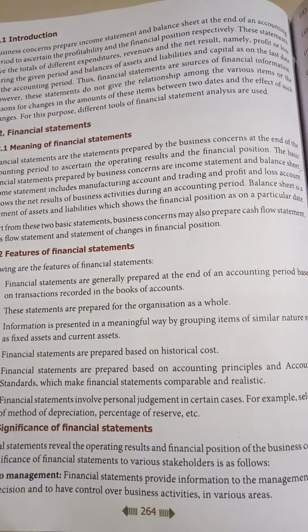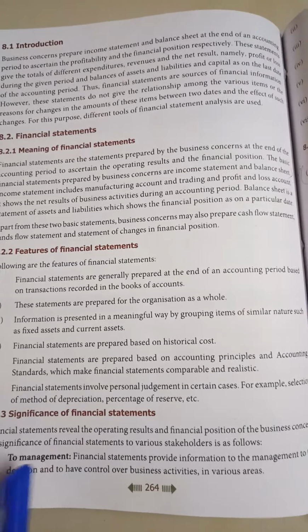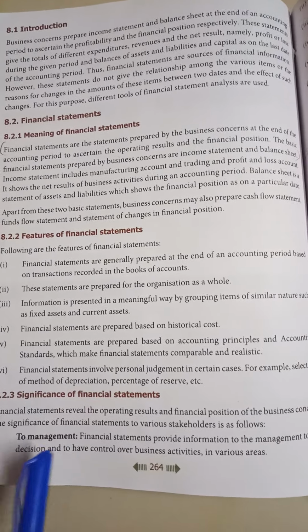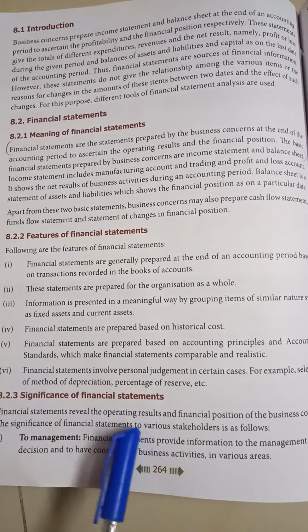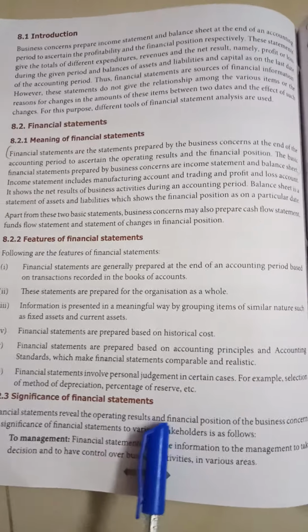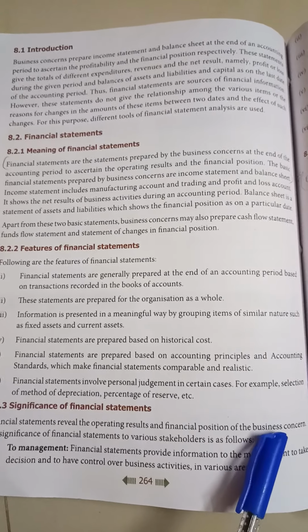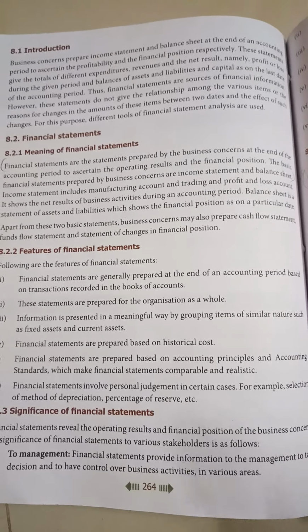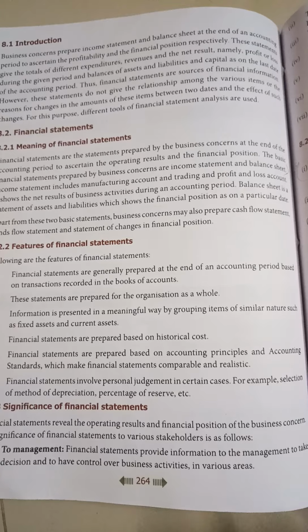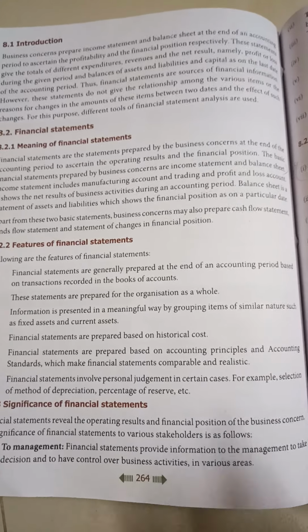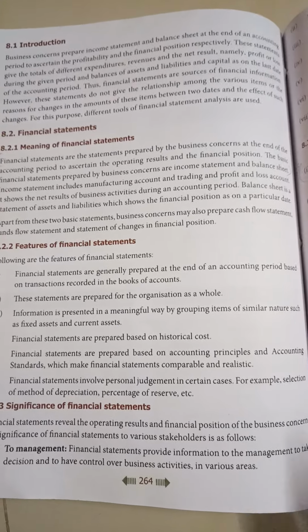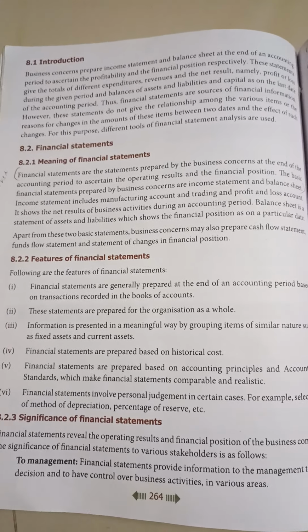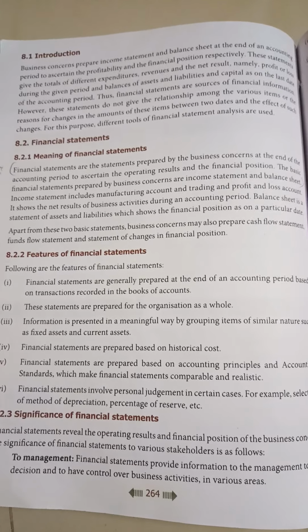Okay, then significance of financial statement. So financial statements, as we saw, show the net results of the business organization and also show the financial position of the business. So how is it helpful to the management and to others as well? First, to the management, it helps the management in taking any decision for the future, or if it has to control any of the business activities, that can be done based on the financial statements.